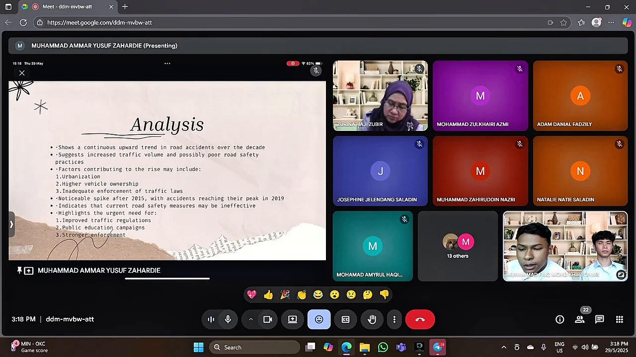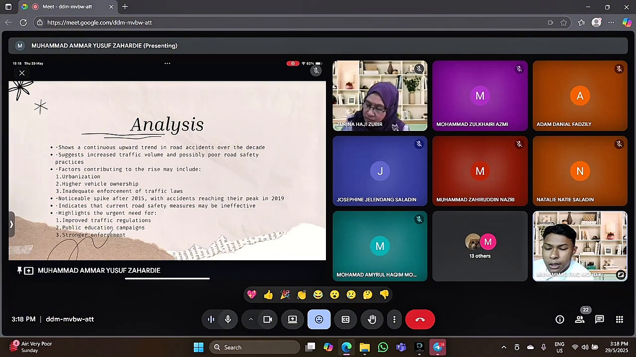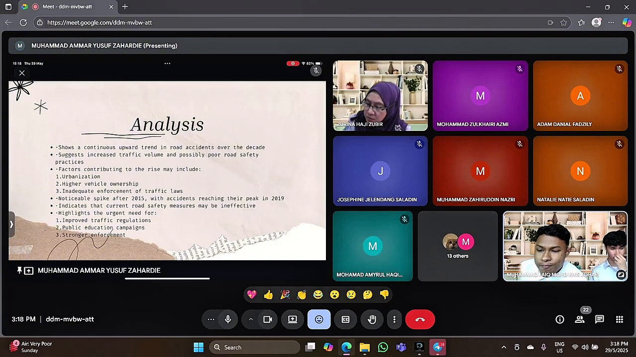A significant rise is observed after 2050, with the number of accidents reaching its highest point in 2019. This sharp increase may indicate that current road safety measures are not effectively addressing the problem. The trend highlights an urgent need for improvement in the following areas.